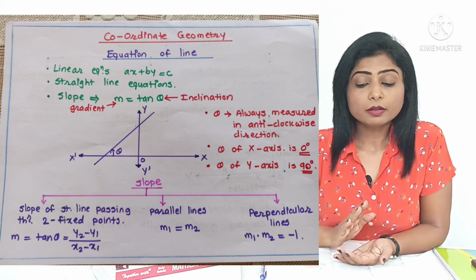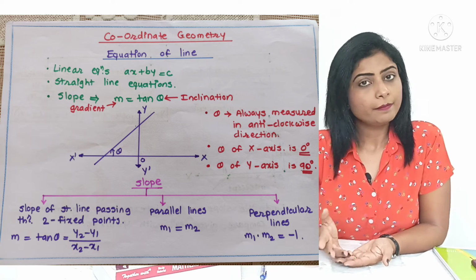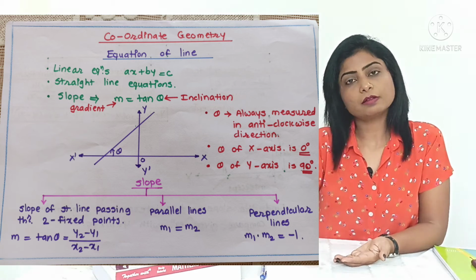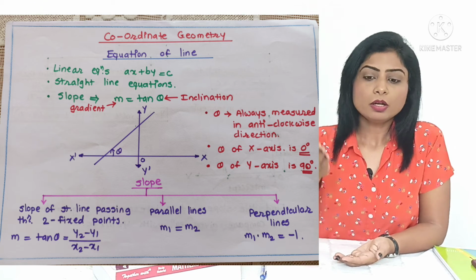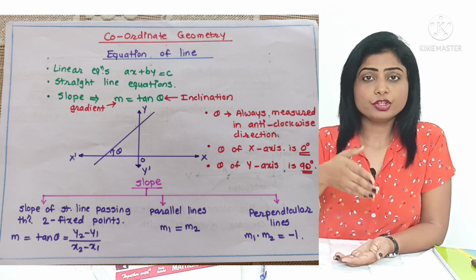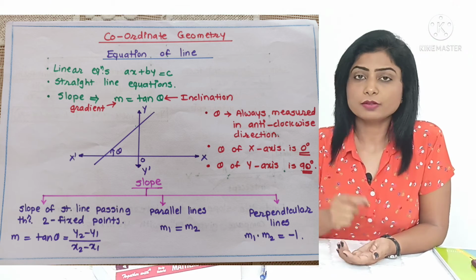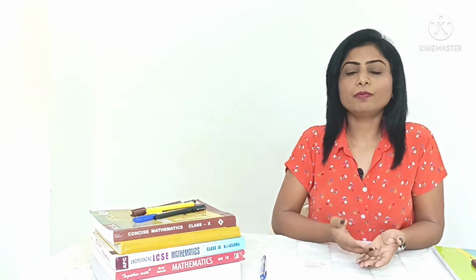So for the x-axis theta will be 0 degree, because the straight line is nothing but the x-axis only. And for the y-axis, which is perpendicular to your x-axis, the inclination will be 90 degree. So tan 0 is 0 and tan 90 is not defined. So slope for the x-axis will be 0 and slope for 90 degree will be not defined.